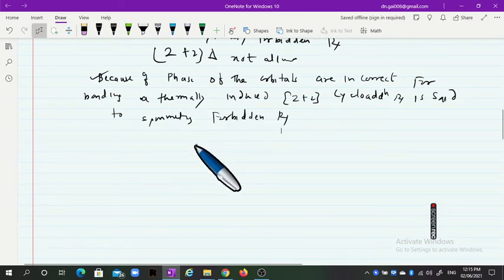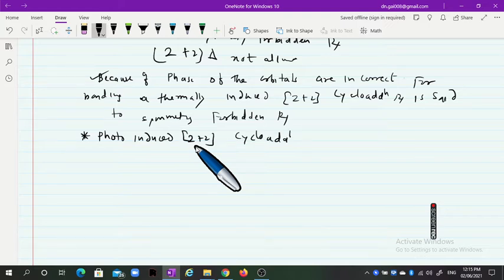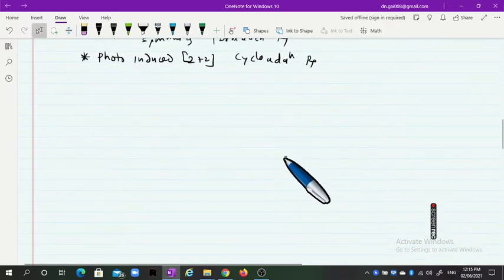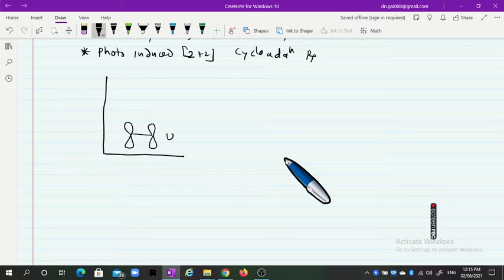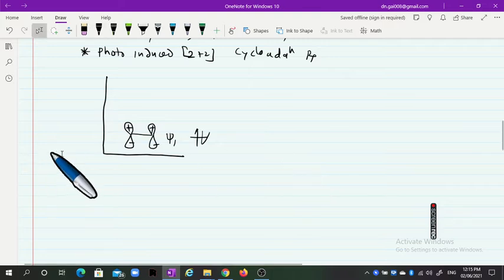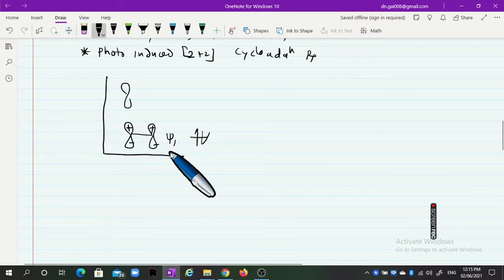Second case, let us discuss the second case. The second case is the photo-induced 2+2 cycloaddition reaction. Let us draw the diagrams. There is no change of diagram. First diagram, the ethylene molecule, that is psi1. Two electrons are there, no node, positive, positive, negative, negative. Then the second one is psi2, the second orbital, which has a node: positive, negative, negative, positive, psi2 star.